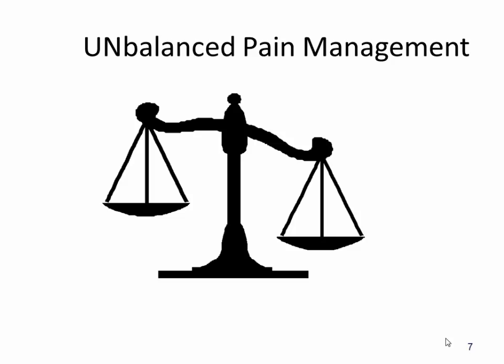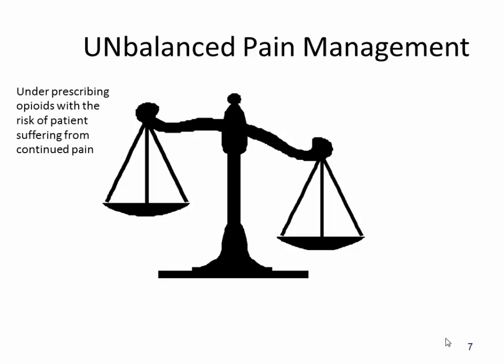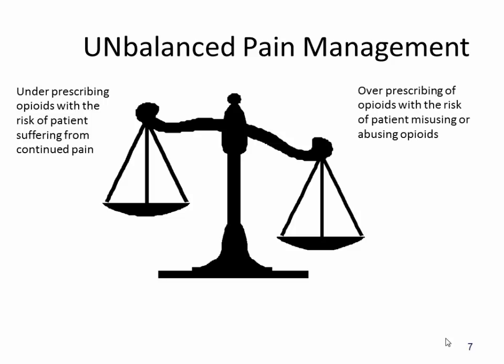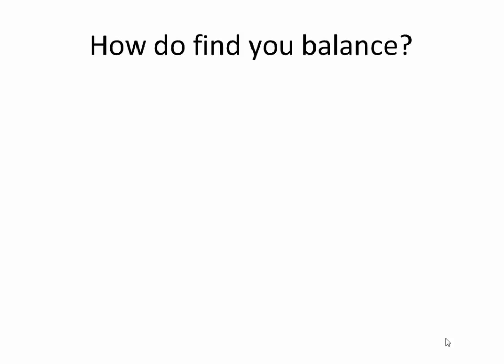So we find ourselves in an unbalanced pain management setting. We could either underprescribe opioids with the risk of the patient suffering from continued pain and the risk of this pain getting worse, and we'll talk about this later. Or we can overprescribe opioids with the risk of the patient misusing or abusing opioids. So you ask yourself, how do you find the balance? How do you prescribe just the right amount of opioids without the patient suffering or misusing?